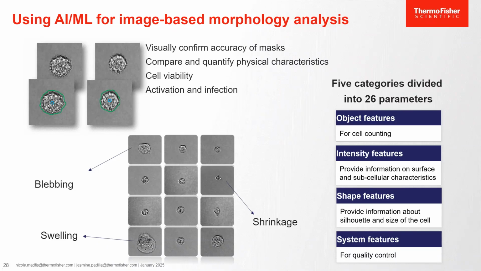Users can confirm the accuracy of the model by examining the borders of the image processing mask. You can see this here in green in the images. This is the outline around the cell that you see. This is a quality control measure and provides confidence to the user.